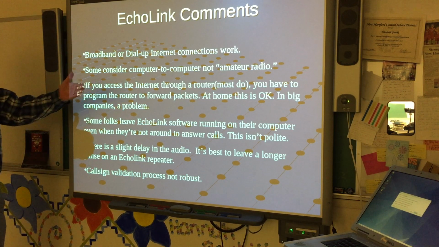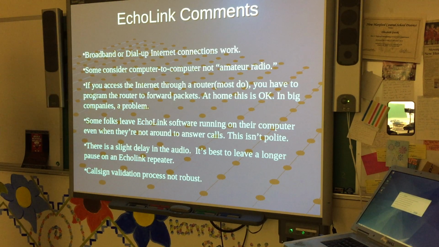If you access the internet through a router, most do, and you've loaded the software on your computer, you may have to make some adjustments to your router in order to use the Echolink software on your computer. We can talk about that. That's kind of an advanced topic, not really for tonight's discussion. I'm really trying to just give you guys the basic overview.